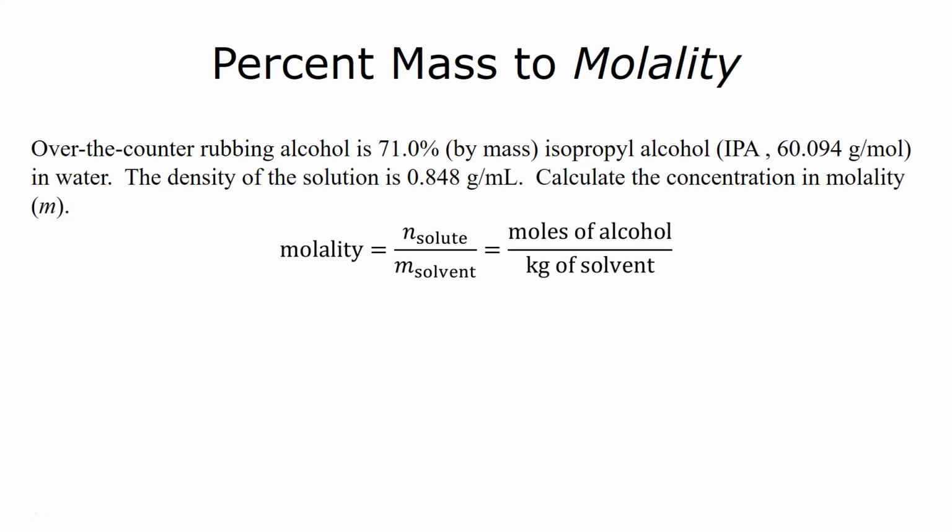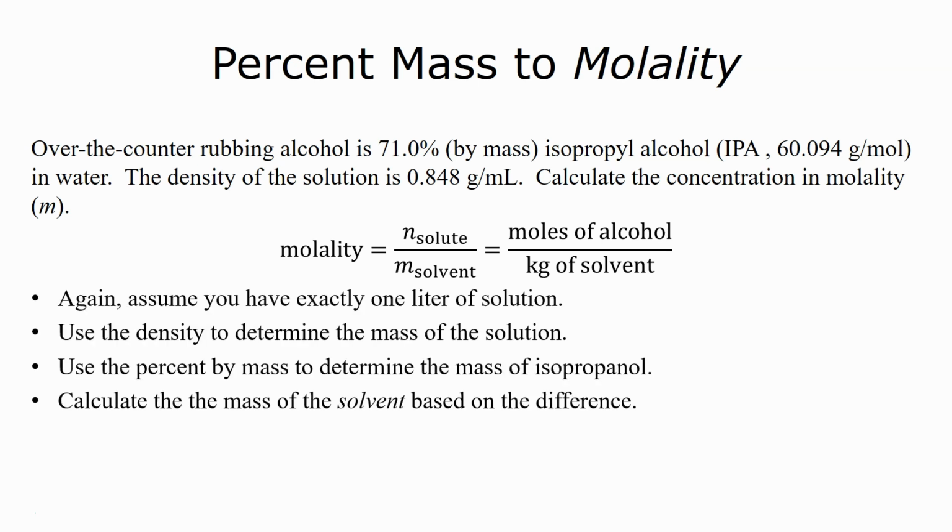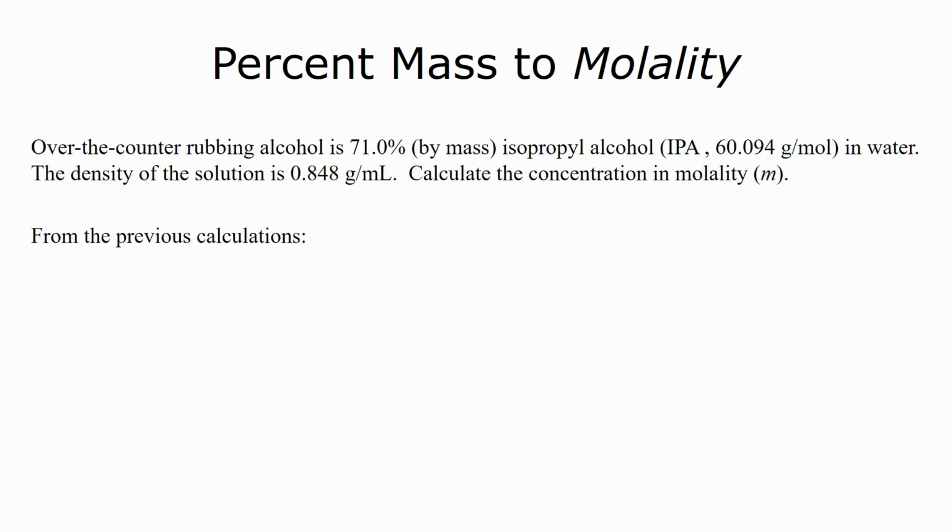Next, we're going to calculate the molality of solution. Now we need to find the number of moles of alcohol and divide it by the kilograms of water. Oh, well, we've already calculated the moles of alcohol from the previous example. We're going to, again, assume we have exactly 1 liter of solution. Again, we're going to use the density to determine the mass, and then the percent by mass to find the mass of isopropanol, which we've already done. And then we have to find out the mass of the solvent. Well, that's going to be whatever's left after we determine the mass of the isopropanol.